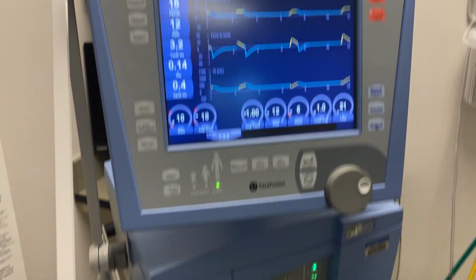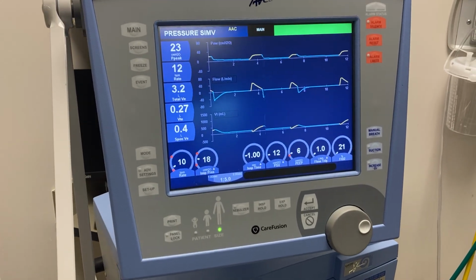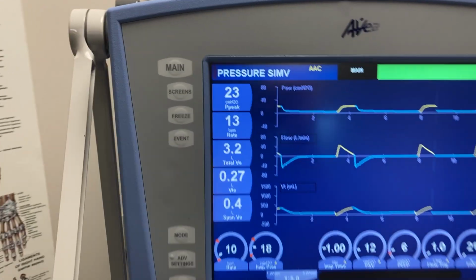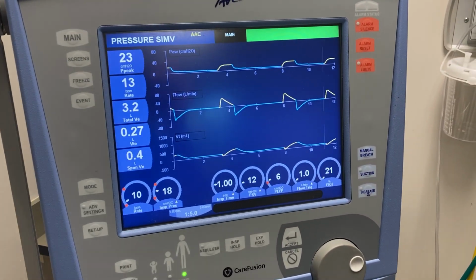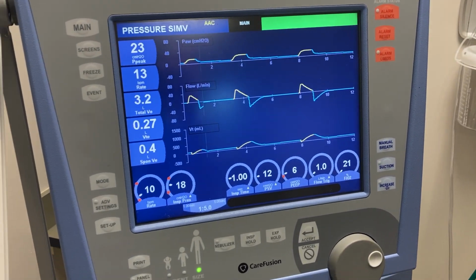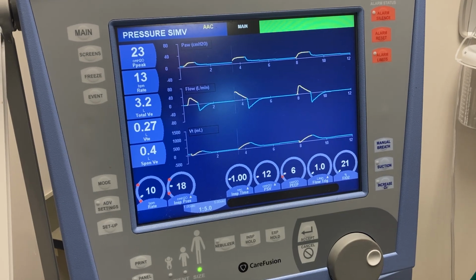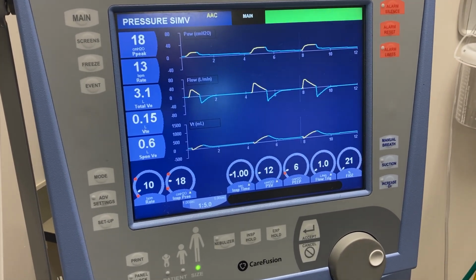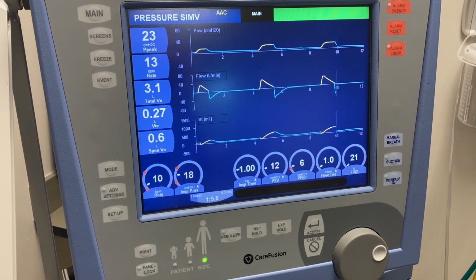This is the Care Fusion Avea. If you get to the point where you can operate one ventilator, you should be able to operate any other ventilator. The analogy that I gave was, I give you the keys to my car. Chances are you've never driven my car, but if you have your license and you know how to drive, you can probably figure it out. Different bells and whistles, different buttons, so to speak.